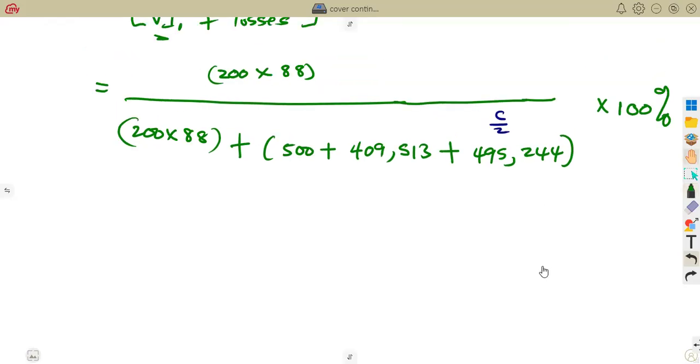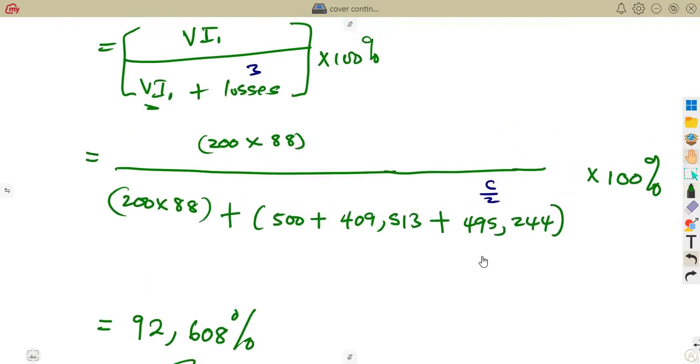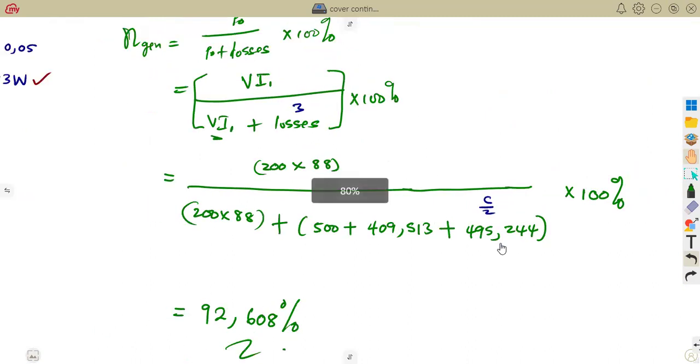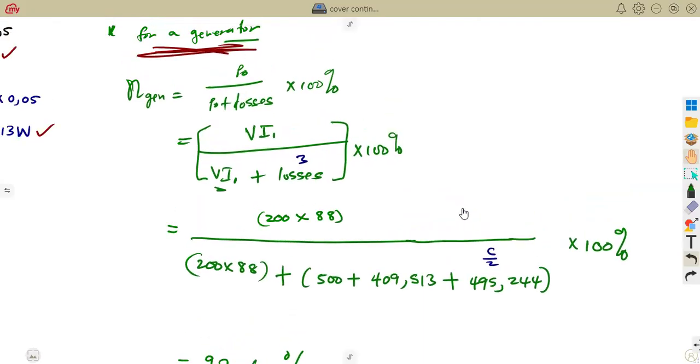All right, so with this information, efficiency was going to be calculated, guys. Make sure that you use your calculator properly. You were going to obtain the efficiency of 92.608%. This is the efficiency of the generator when considered as a generator. So they will specify in the exam. They are going to specify, is it the efficiency considered as a motor? Is it the efficiency considered as a generator? They are going to specify that one.